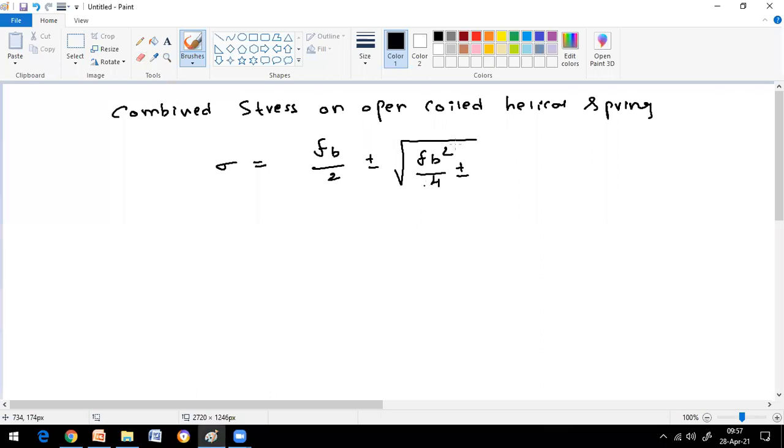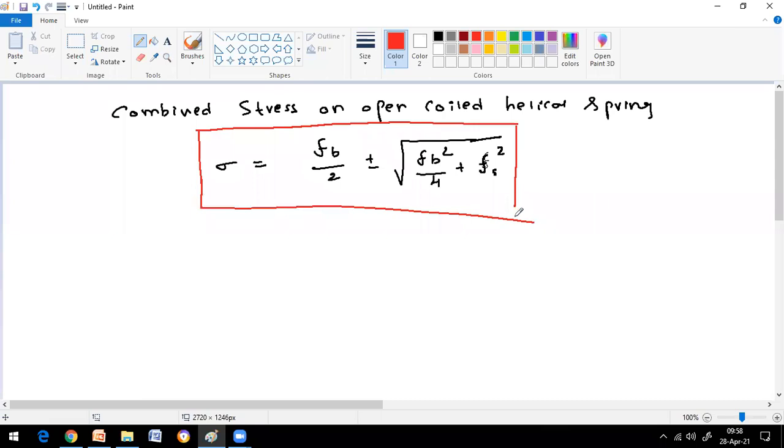Plus, not plus or minus, it is just plus Fs square. Okay. So this is very, very important. So this is the formula you have to consider when a spring is subjected to both bending and shear.